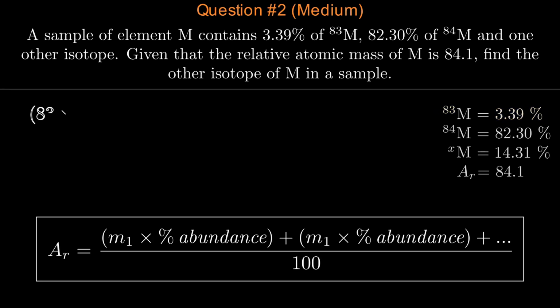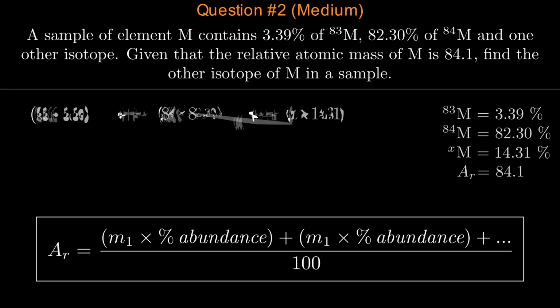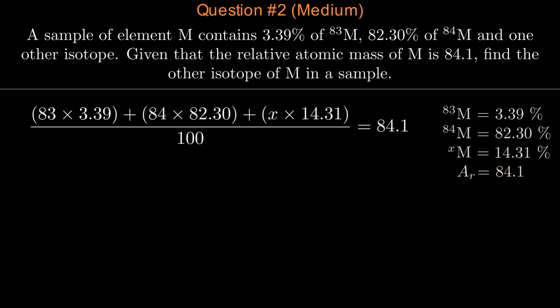Now it's the same as before, plugging in the numbers into the formula. 83 times 3.39, 84 times 82.3, and x times 14.3. After that, it's all divided by 100, which is equal to the AR. To get rid of the fraction, we will multiply both sides by 100, which will give us this.